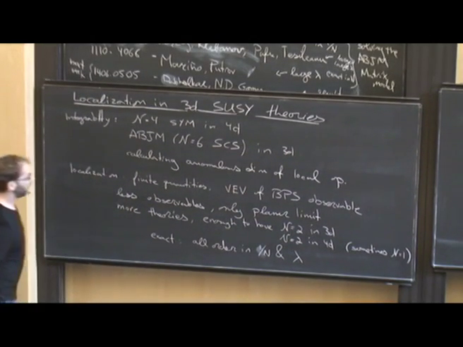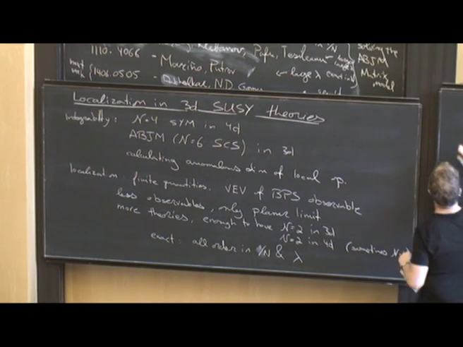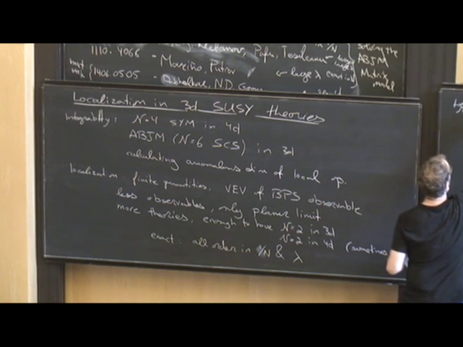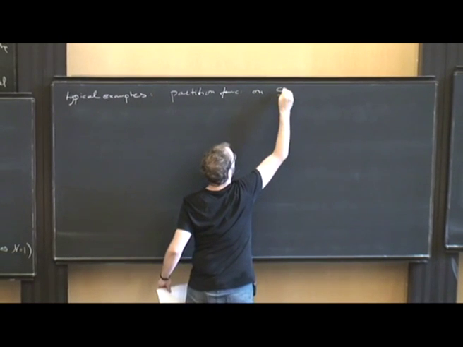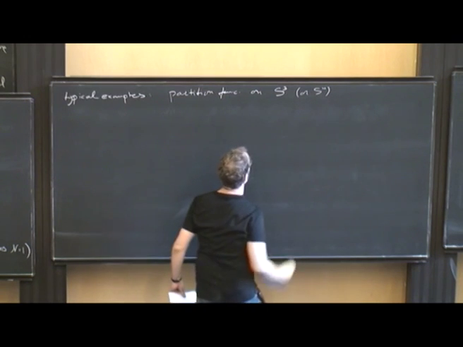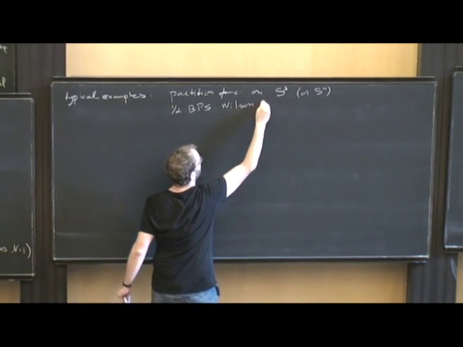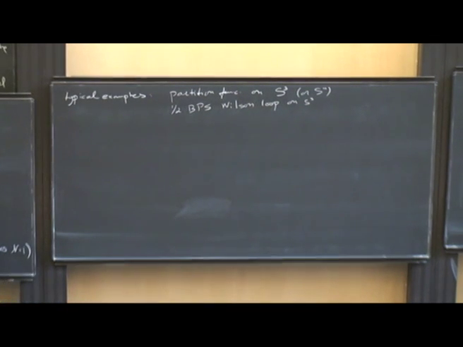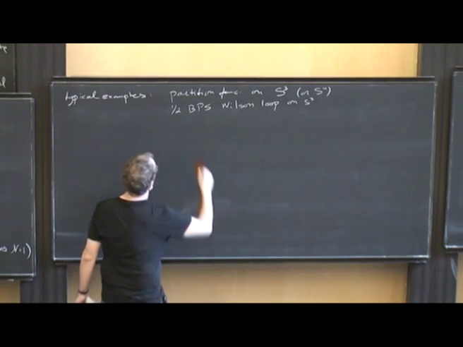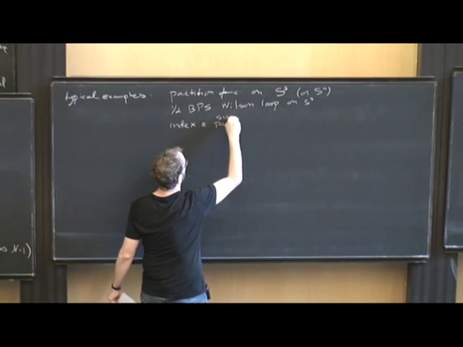So there are many quantities you may want to calculate. As I said, not so many, but the typical ones are the partition function on a sphere, say S3, on S4, a half BPS Wilson loop on the same space, or it's the same as a circular Wilson loop in the plane. You can calculate the index, which is the same as the partition function.